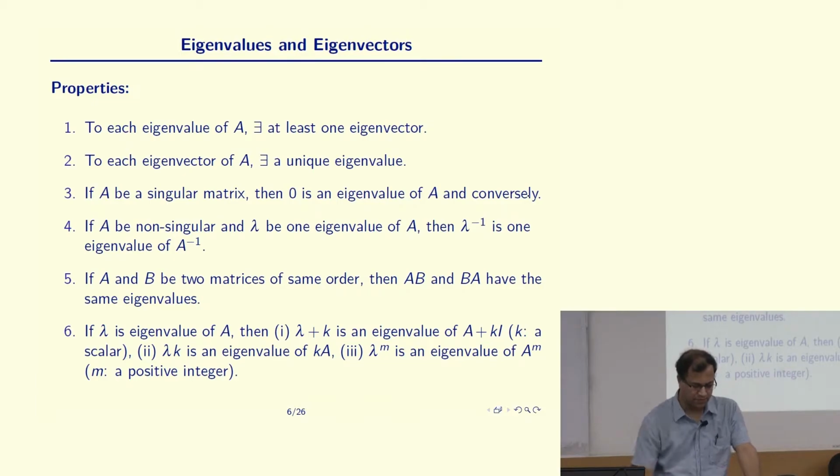I'll just list the rest. If A is a singular matrix, then 0 must be an eigenvalue. If A is a non-singular matrix and lambda is one of the eigenvalues, then lambda inverse is an eigenvalue of A inverse. If A, B are two matrices of the same order, then AB and BA have the same eigenvalues. These are simple properties. You just need to use the definition of eigenvalue and eigenvector and do a little bit of reduction, and you'll get it.